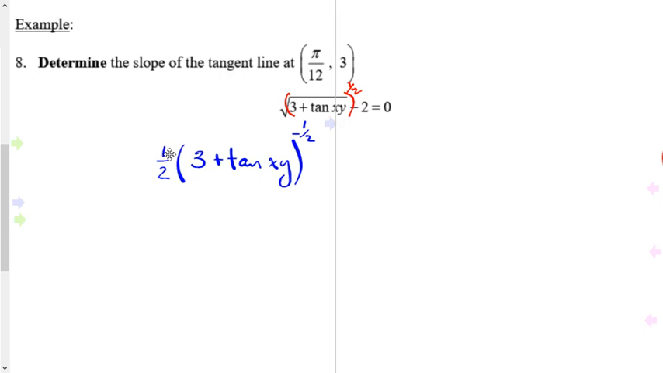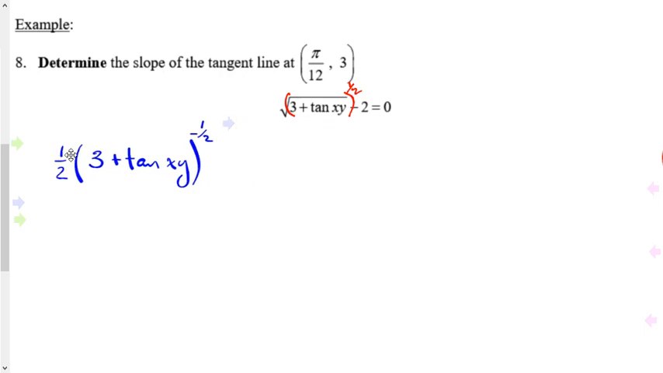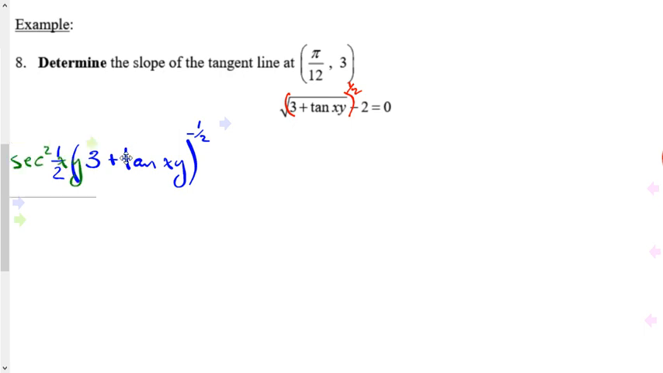I think I'm going to need some space here. Now I need the derivative of the inside function. Well, the derivative of 3 is 0. The derivative of tangent of an angle is secant squared of the angle.